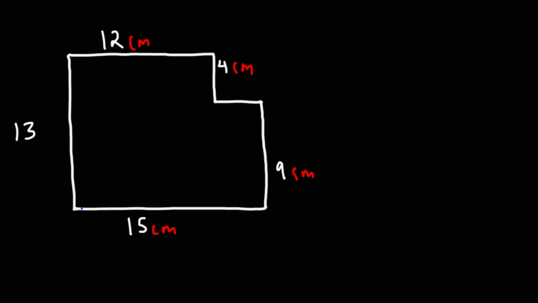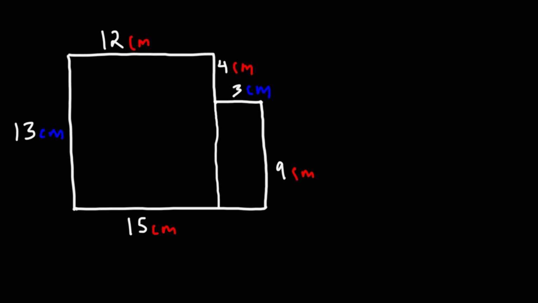Now, notice that this is 15 and this part is 12. Using subtraction, we can get this side length, which is going to be 15 minus 12, and that's going to be 3. So this is 3 centimeters, and this side is 13 centimeters. So now we have everything that we need to find the area. So let's break this up into 2 rectangles. I'm going to put a line right here.